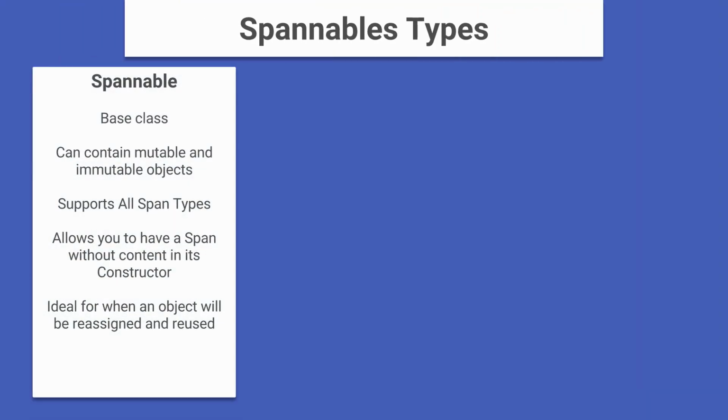So, spannable types. Your base one is just literally Spannable. And it's your base class, can contain mutable and immutable objects, supports all different types of spans. You can have a span that has no content in its constructor, which is kind of nice because if you're going to be reusing it and renaming things and moving things around, you probably don't want to have some sort of object that is based off of another object, right? Or if you do reassignments.